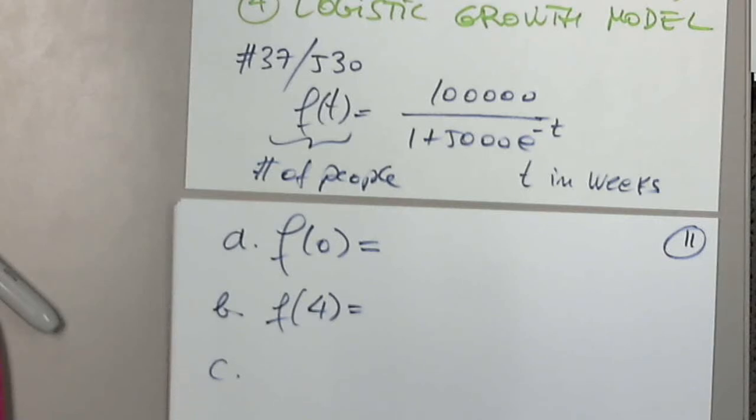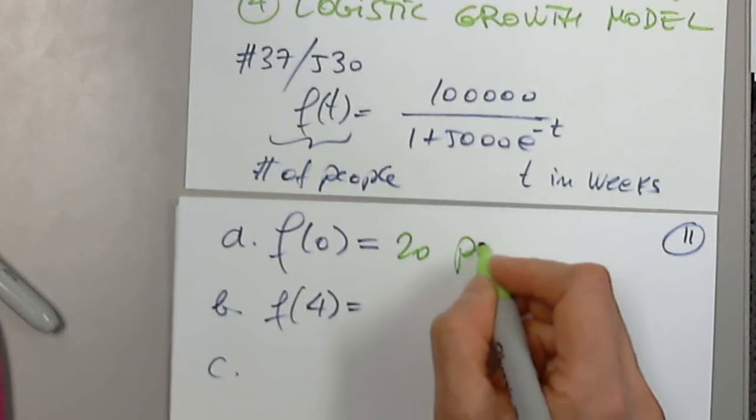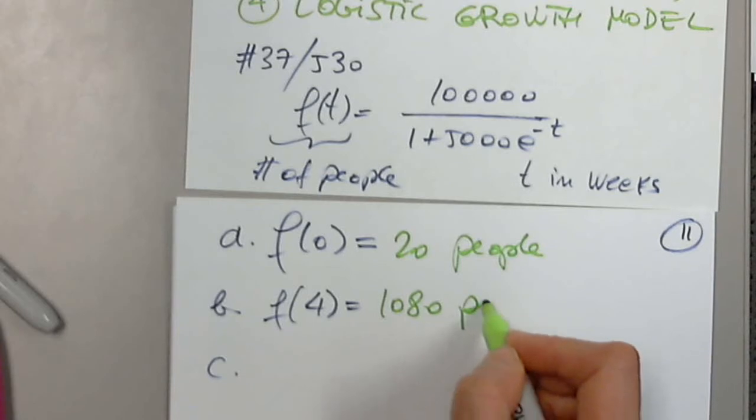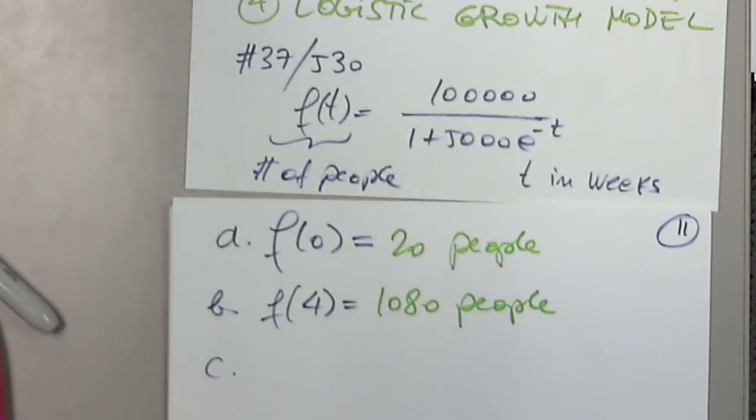Okay. So second, table. And we want 0, which we already have, and we want 4. So for 0, 20, and 1,080. Okay, here's the next and final question: what is the limiting size of the population that becomes ill? Meaning, what is the maximum possible?